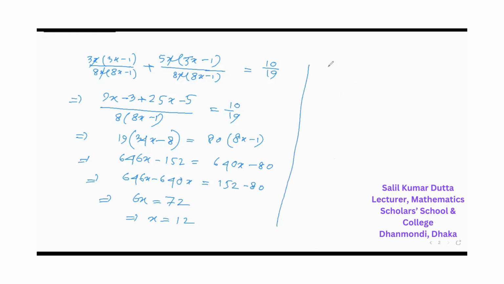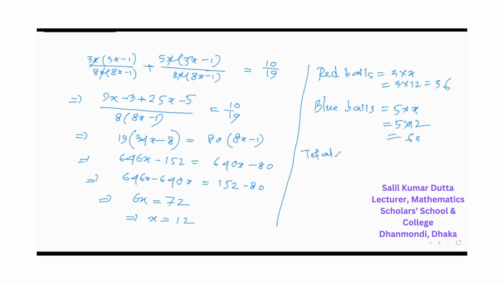So what is the value of n? Red balls equal 3 into x, that means 3 into 12, equal to 36. And blue balls 5 into 12, equal to 60. So total balls n equal to 36 plus 60 equal to 96.